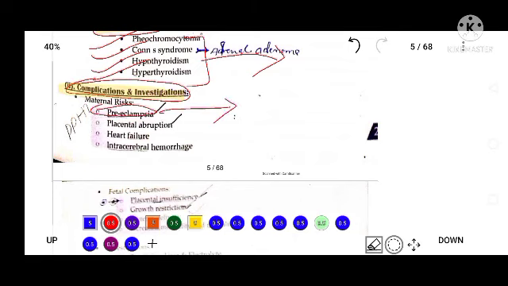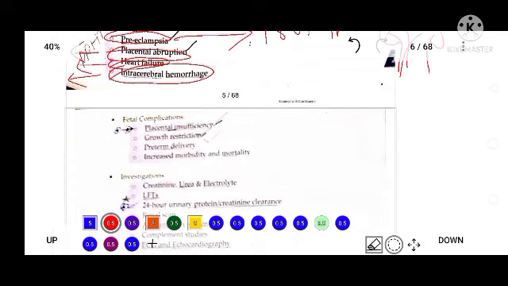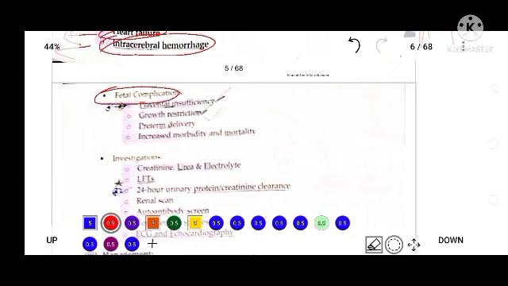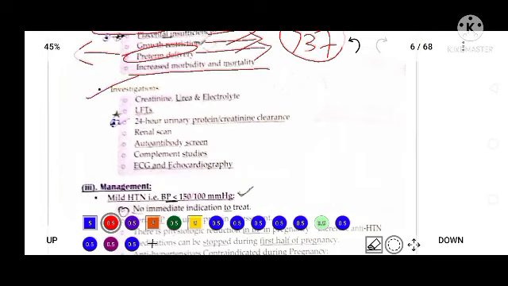So the complications will be preeclampsia. It is increased blood pressure along with proteinuria and organ damage like kidney damage. Another is placental abruption, premature separation of the placenta, heart failure, and intracranial hemorrhage can also take place. The fetal complications include placental insufficiency, growth restriction, preterm baby, which may be before 37 weeks of gestation, and increased mortality and morbidity of the fetus occurs.